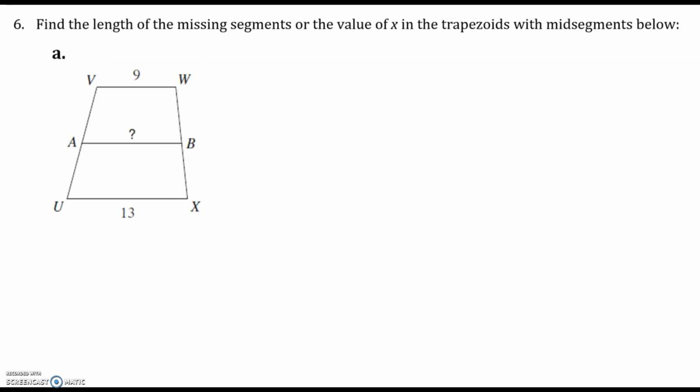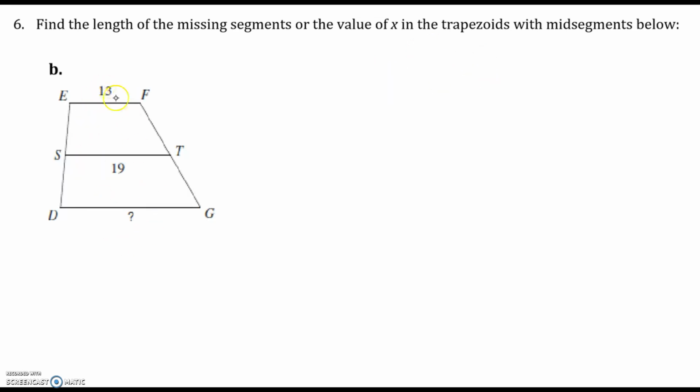Okay, now for a trapezoid, instead, we're going to be looking for AB. The trapezoid, you're going to take that mid-segment, and it is equal to the average of the bases. So we're going to do 9 plus 13 over 2. We're going to add them together and divide by 2. That's how you average. Okay, and that would be 22 over 2, which is 11.